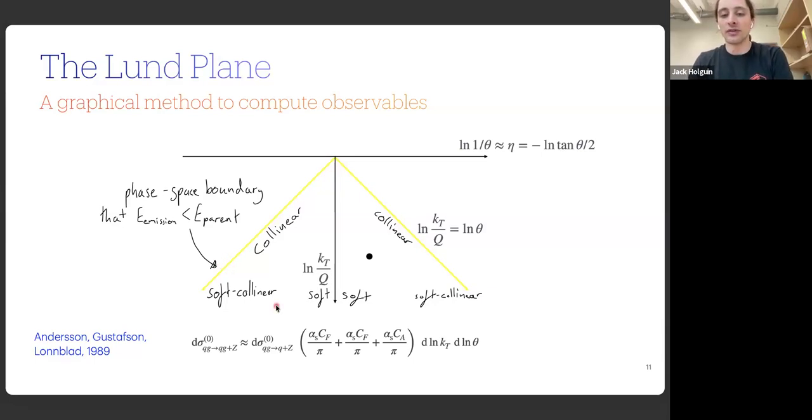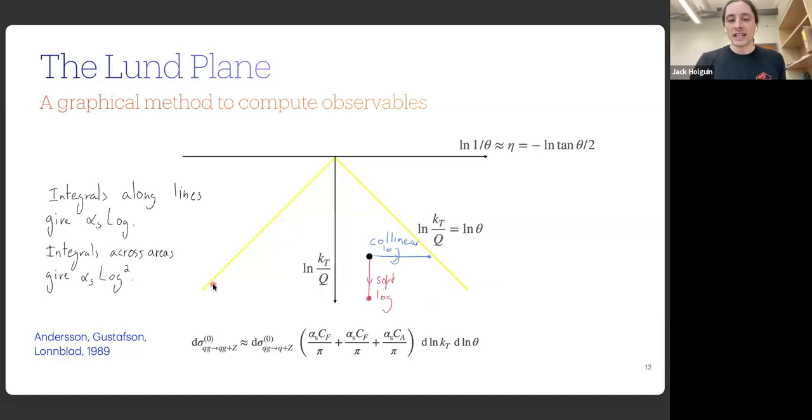And then if we label the sorts of properties an emission will have across this plot, if it's near the yellow boundary, that means it's going at a small angle allowed by the momentum conserving constraint. And so that's the collinear region going along this yellow boundary. Down the y-axis, that's saying it's at mid angles. It's not at all collinear, but it is potentially going to be very soft as the KT goes to minus infinity. So this is the soft region. And then in the corners, we have what's known as the soft and collinear region, where it's simultaneously at a very small angle and also has a very low transverse momentum.